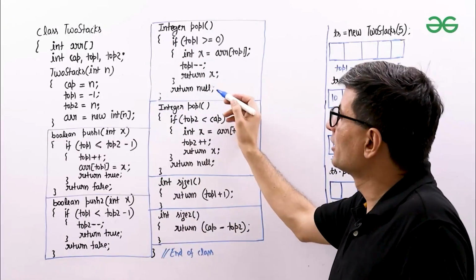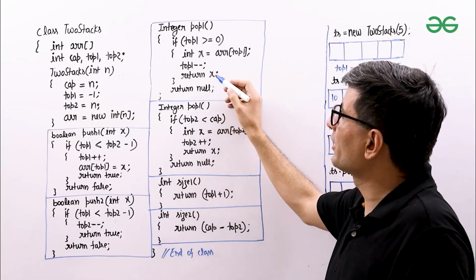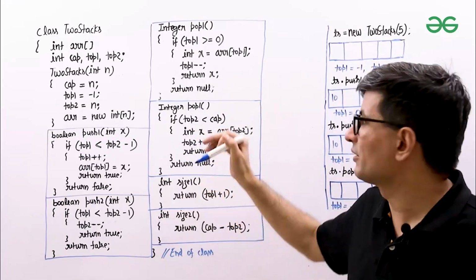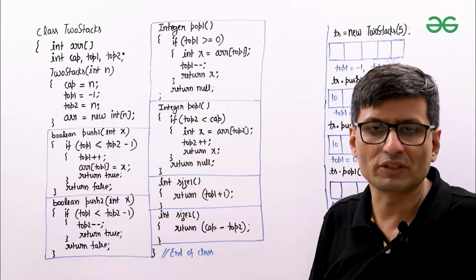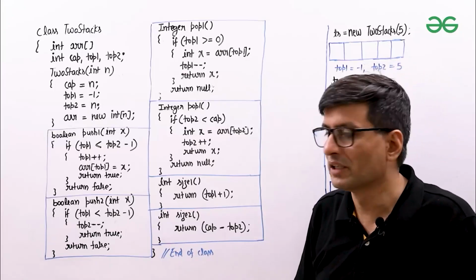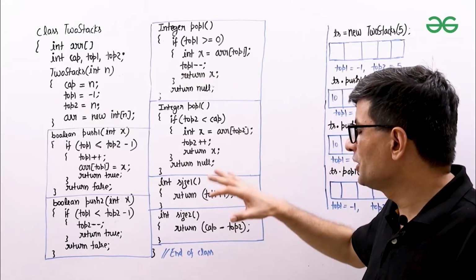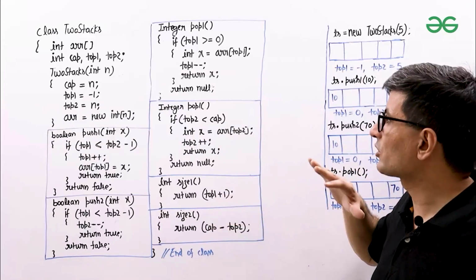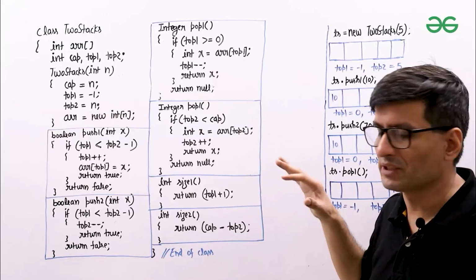Pointer to an integer so that you can return null, and you can return a pointer to the top member of the class of the array, right? Something like this you can implement. So these are the differences. Otherwise, the rest of the code is the same in C++ and Java.